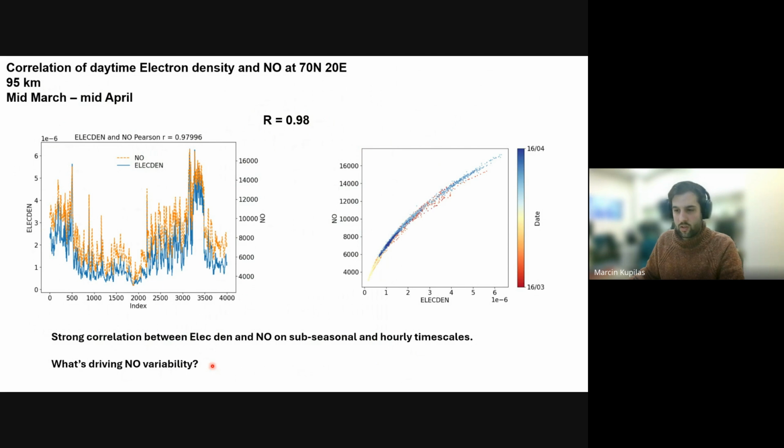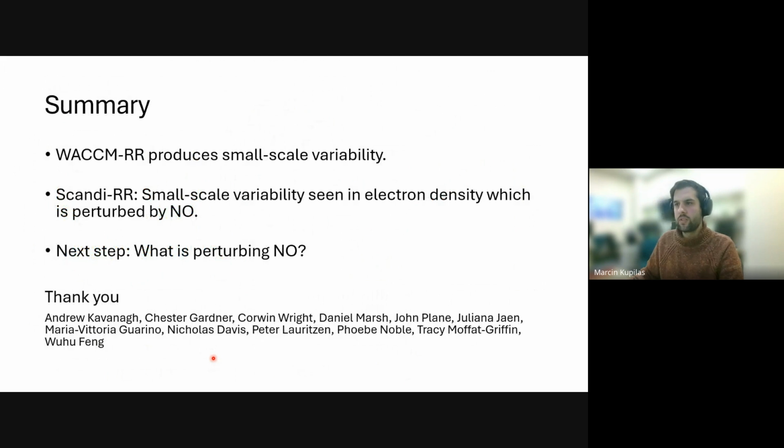And the likely culprit, of course, is gravity waves, since that is what the model is attempting to resolve as it goes to higher resolutions, but we are still in the process of trying to prove that. So in summary, WACCM-X produces small scale variability, which can be seen in temperature, vertical winds, and the electron density, as well as other fields.